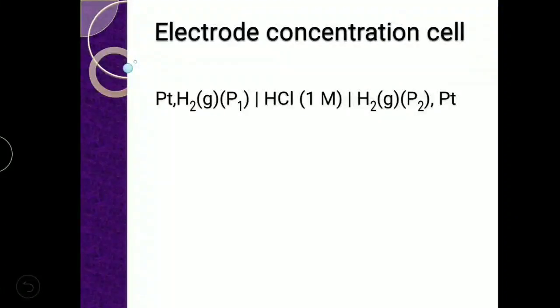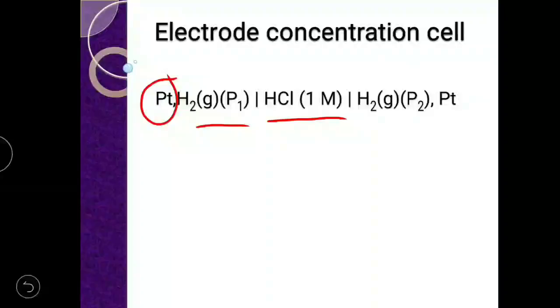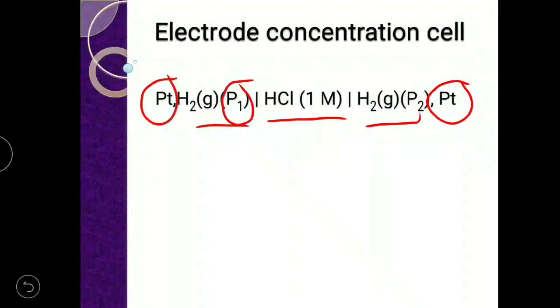In the electrode concentration cell of hydrogen, a platinum wire which is surrounded by hydrogen gas at a pressure of P1 is dipped in a solution of HCl with 1 molar concentration. Another platinum wire which is surrounded by again hydrogen gas but at a pressure of P2 is also dipped in the same solution. Here hydrogen gas at a pressure of P1 is present in the anode half cell and hydrogen gas at a pressure of P2 is present in the cathode half cell.